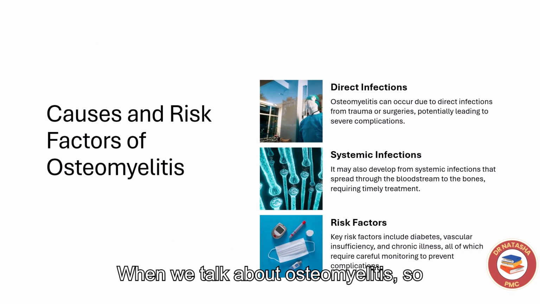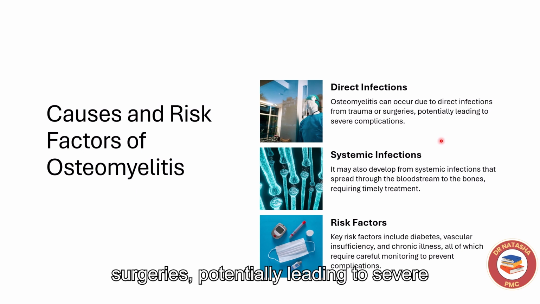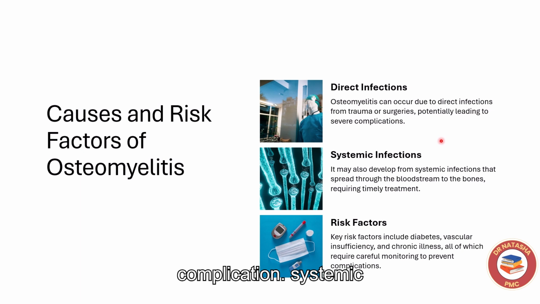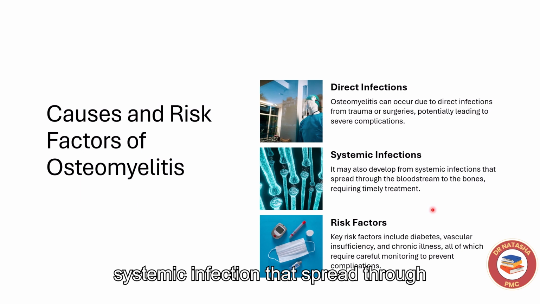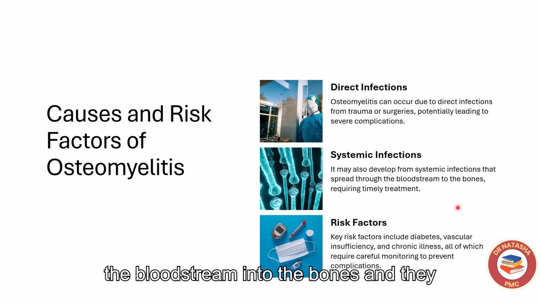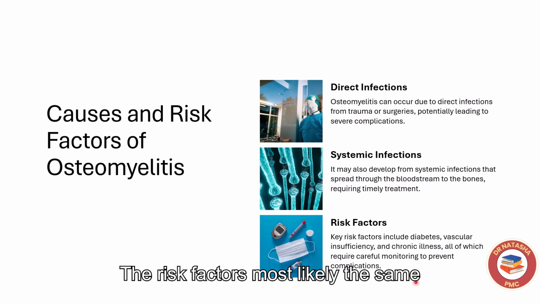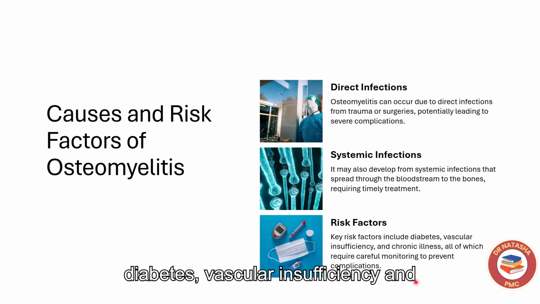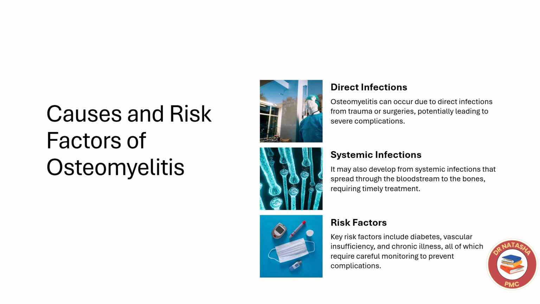When we talk about osteomyelitis, it occurs due to direct infection. How? From trauma or surgeries, potentially leading to severe complications. It may also develop from systemic infection that spreads through the bloodstream into the bones, and they require timely treatment. The risk factors are most likely the same: diabetes, vascular insufficiency, and chronic illness, which require careful monitoring to prevent complications.